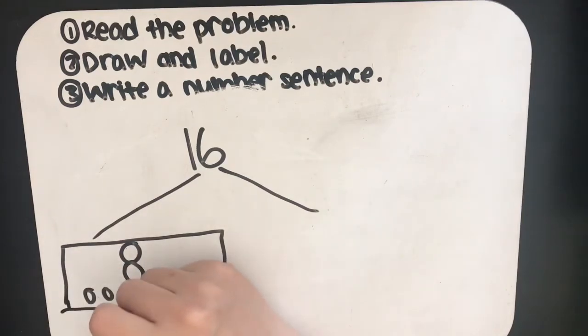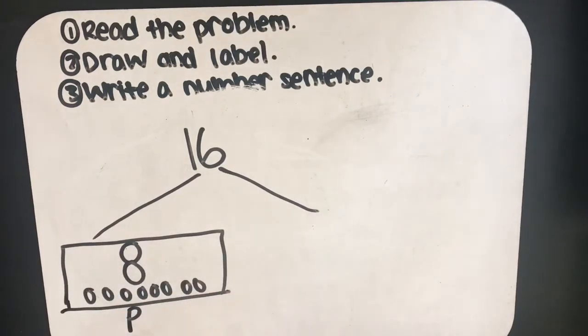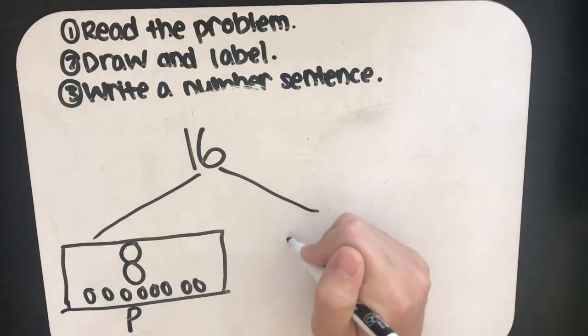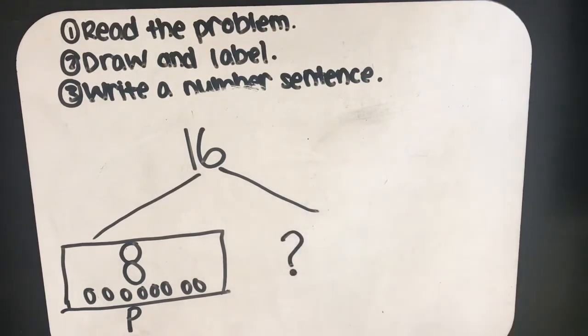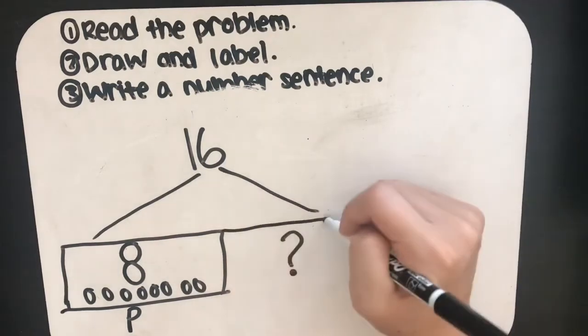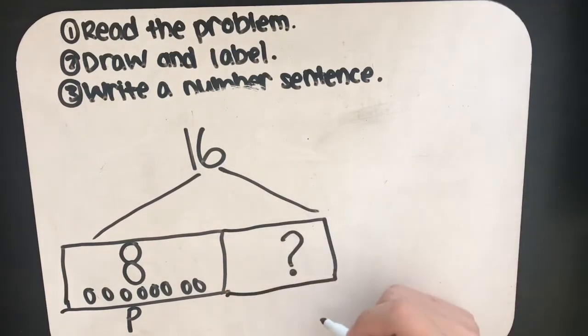And we'll write the letter P for Peter. Then it says, how many are there for Julio to eat? We don't know how many there are for Julio, so I'm going to just make a question mark. And I'm still going to label the box with the J for Julio's name.